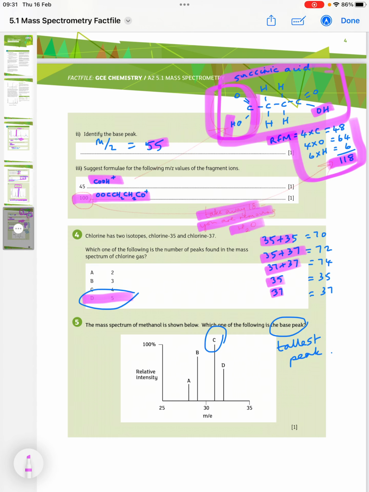And finally, the mass spectrum of methanol is shown below. Which one of the following is the base peak? Well, we know the base peak is the tallest peak. So there it is.